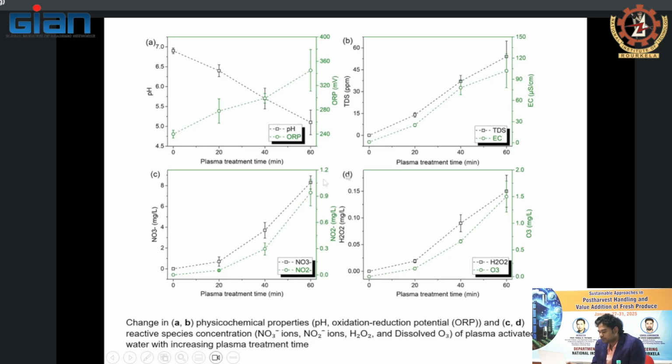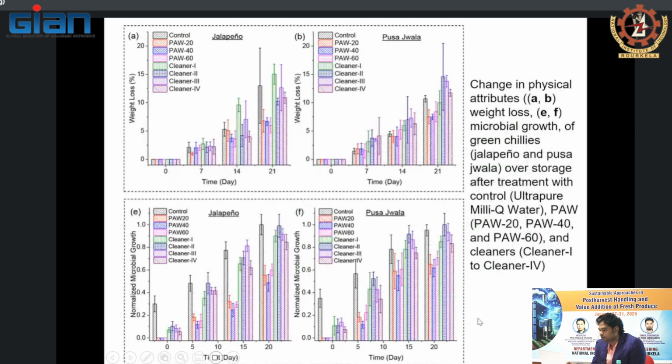So there is a steady increase in the reactive species concentration in the water, and we have dissolved oxygen and dissolved nitrogen species. So both you can see an increasing trend with respect to 20 minutes, 40 and 60 minutes of exposure to plasma. Similarly, the pH reduces and then the oxidation reduction potential decreases.